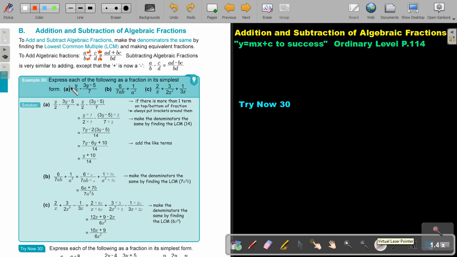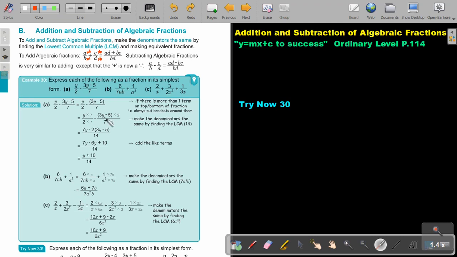Now, let's look. Express each of the following as a fraction in its simplest form. If you look at this one, what is the LCM? That will be 14. So with what am I going to multiply? 14 divided by 2 is 7, so I multiply 7, 7. 14 divided by 7 is 2, I multiply 2, 2. And then I just write that as the top, and then I simplify it. Be careful, there's a negative. So this will be negative 6y. This will be positive 10. And then I add the like terms and I get y plus 10, and I leave it like that.